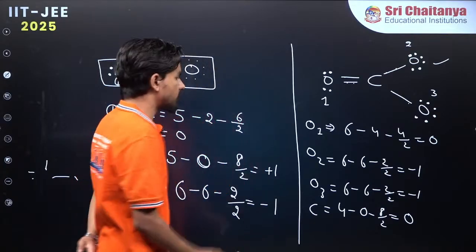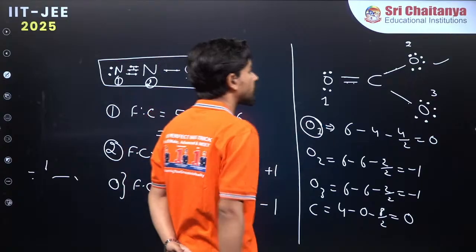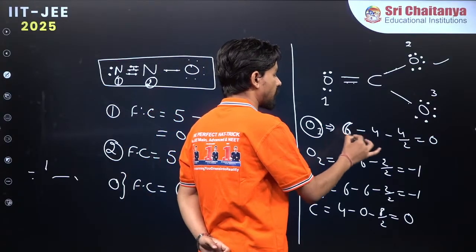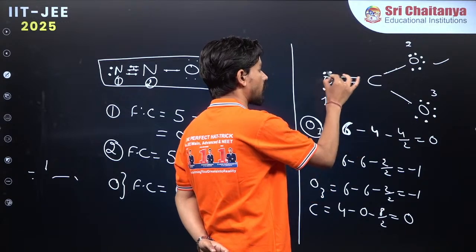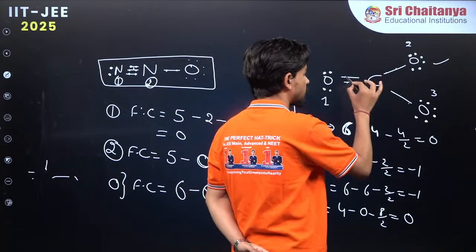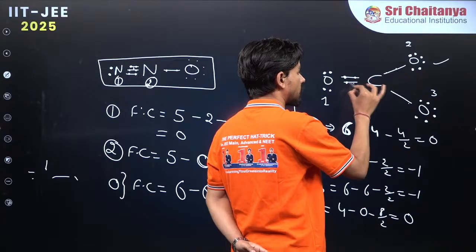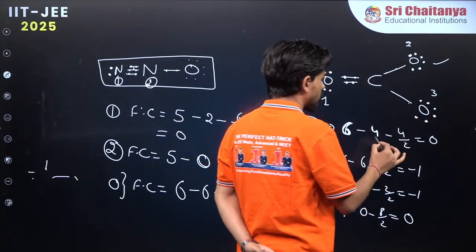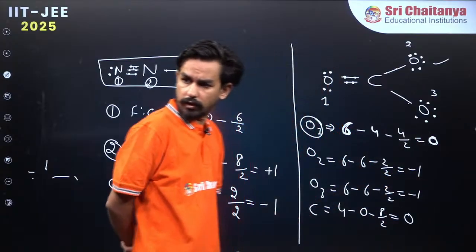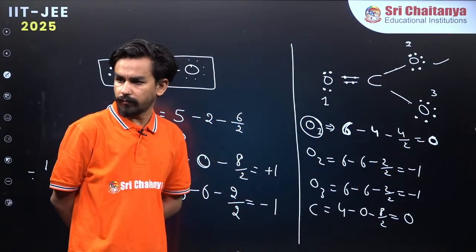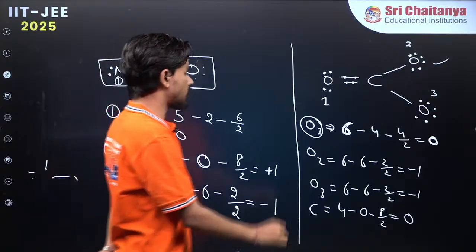Okay, I am explaining just O1 one time. Oxygen has 6 valence electrons, minus 4 unpaired, and 4 bonded electrons: 1, 2, 3, 4, 4 by 2. So 6 minus 4 by 2 is 0. That is the thing. Similar to that, you can solve the others.